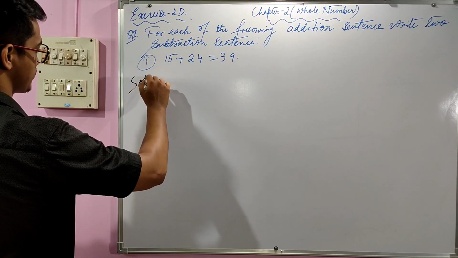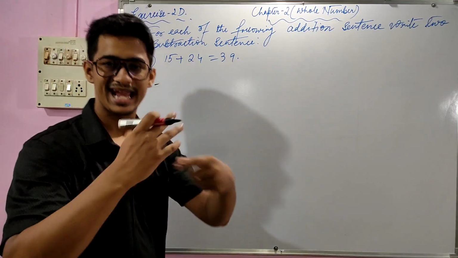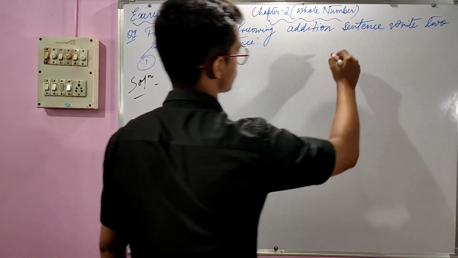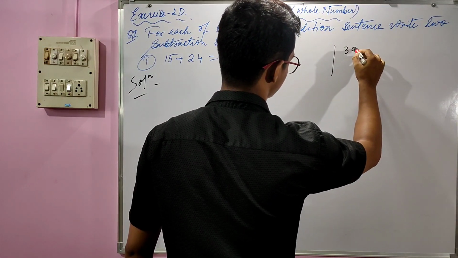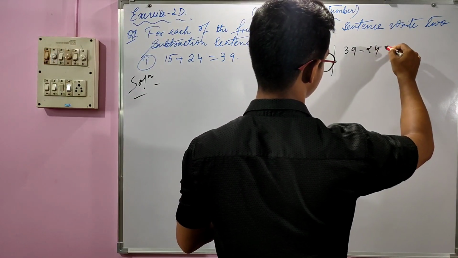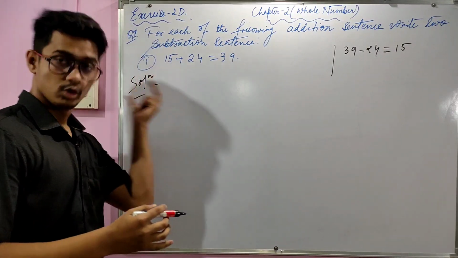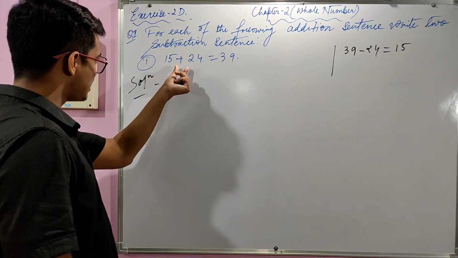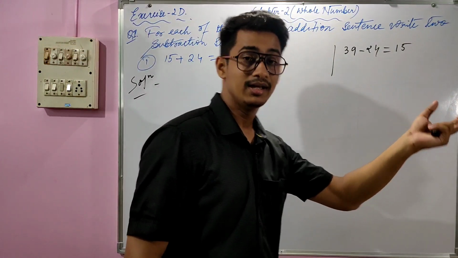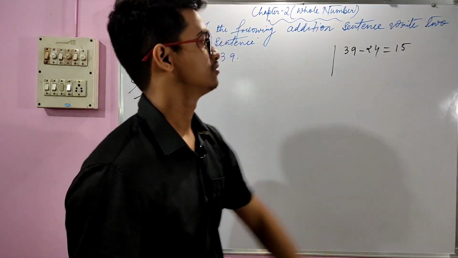Just write solution, and then simply, what is the meaning? When 15 is added to 24, the answer will be 39. So in that case, if I reverse this order, from 39 if I subtract 24, then the answer will be 15. Here is the first sentence, that both are basically the same. When 15 is added to 24, the result will be 39. And here what I have written: when 24 is subtracted from 39, the answer will be 15. That is the first sentence.